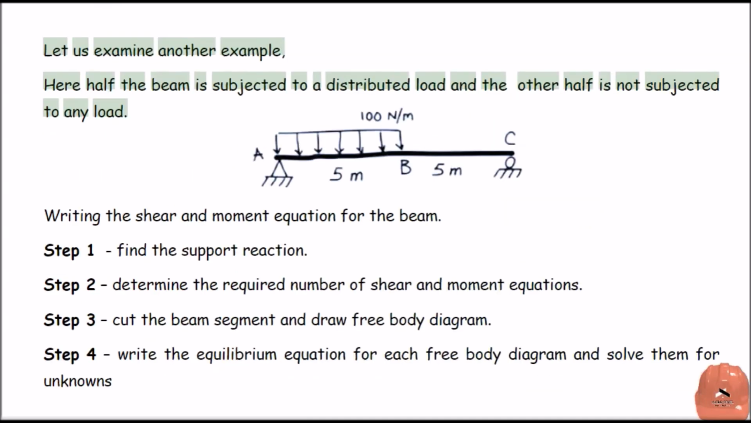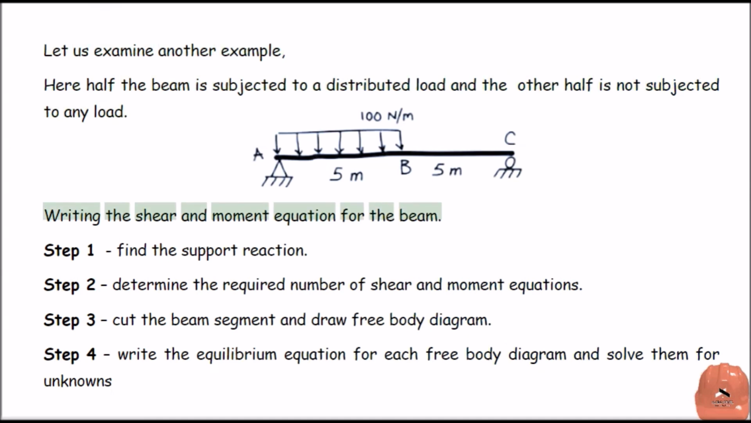Let us examine another example. Here half the beam is subjected to a distributed load and the other half is not subjected to any load. Writing the shear and moment equations for the beam. Step 1. Find the support reactions. Step 2. Determine the required number of shear and moment equations. Step 3. Cut the beam segment and draw the free body diagram. Step 4. Write the equilibrium equation for each free body diagram and solve them for unknowns.